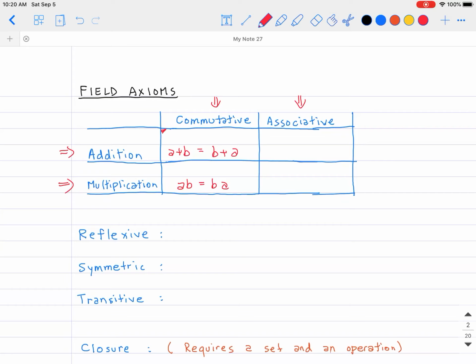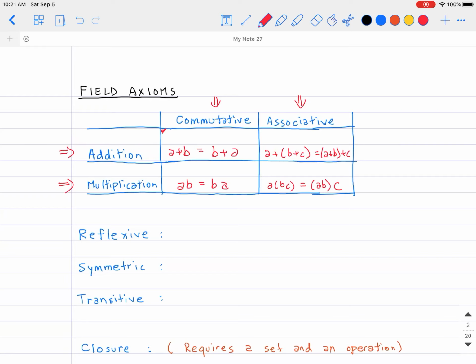For associative, this one is a little more complex, but it's still doable. We have a plus, in parentheses, b plus c, and that is equal to a plus b in parentheses, and then plus c. That's associative for addition. For multiplication, you can probably guess it: a times, in parentheses, b times c is equal to a times b in parentheses, and then multiplied by c.